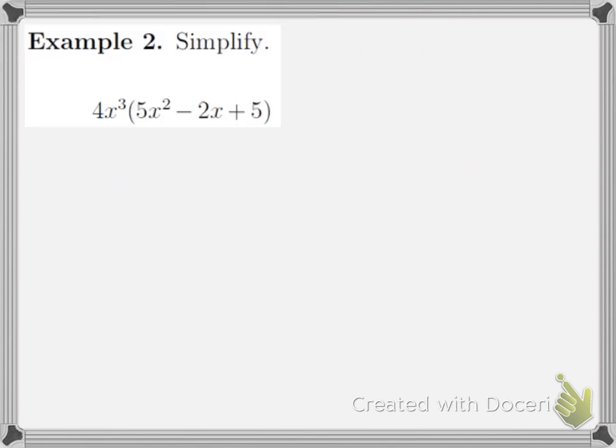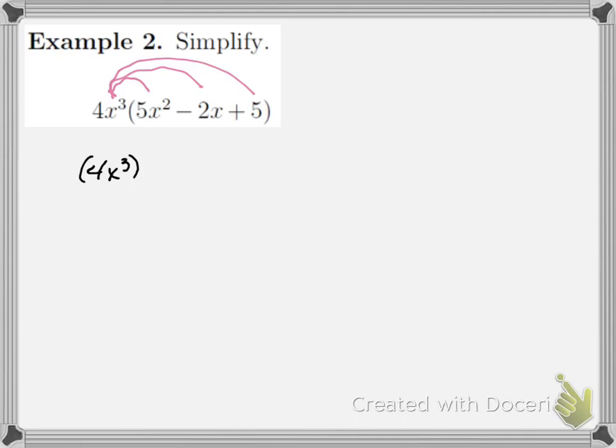Let's do another example. In this example, we have a monomial, a single term, multiplied by a trinomial because we have 1, 2, 3 terms in here. So you've probably seen something like this before, and you may remember that what you need to do is distribute this term and multiply each term in the trinomial by the monomial. So let's write this out before we do any math.